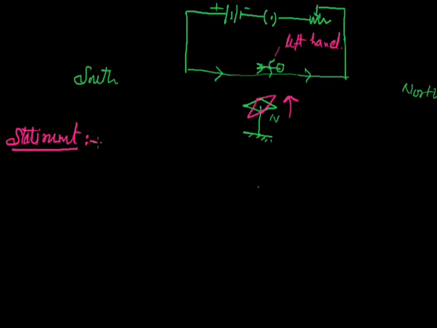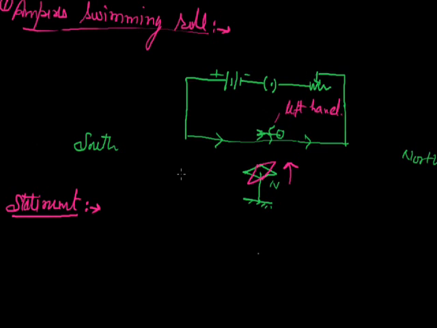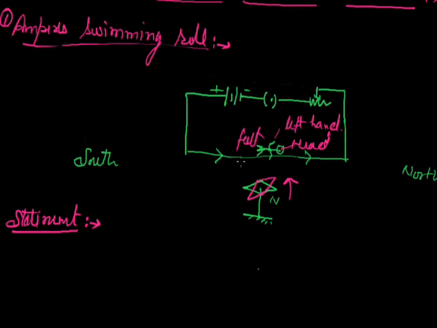If a person is swimming on a wire in such a way that current enters through his feet and leaves him at his head. These are the feet. Here is the head. Current enters through his feet and leaves him at his head. Then the deflection of the north pole of the magnetic needle, which is placed underneath the wire, will be towards west. This direction is west. Here will be east. Current is flowing from south to north.